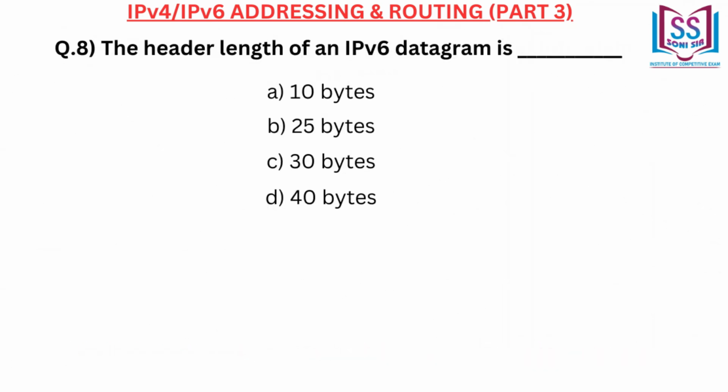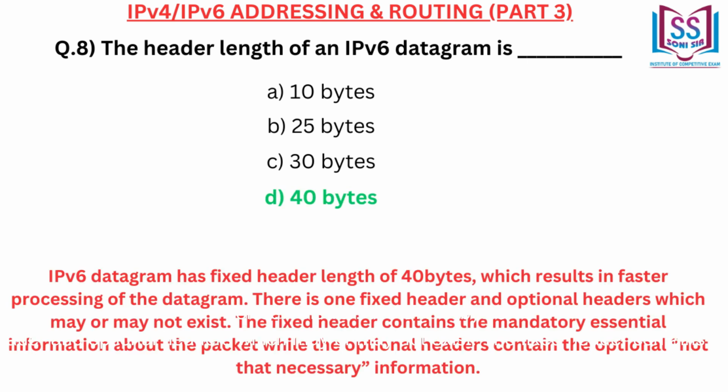The header length of an IPv6 datagram is dash. A. 10 bytes. B. 25 bytes. C. 30 bytes. D. 40 bytes. Correct answer D. 40 bytes. An IPv6 datagram has a fixed header length of 40 bytes, which results in faster processing of the datagram. There is one fixed header and optional headers which may or may not exist. The fixed header contains the mandatory essential information about the packet, while the optional headers contain the optional, not that necessary information.